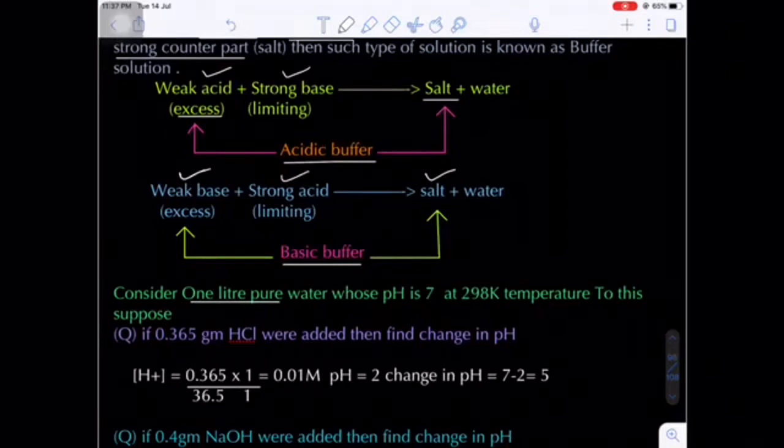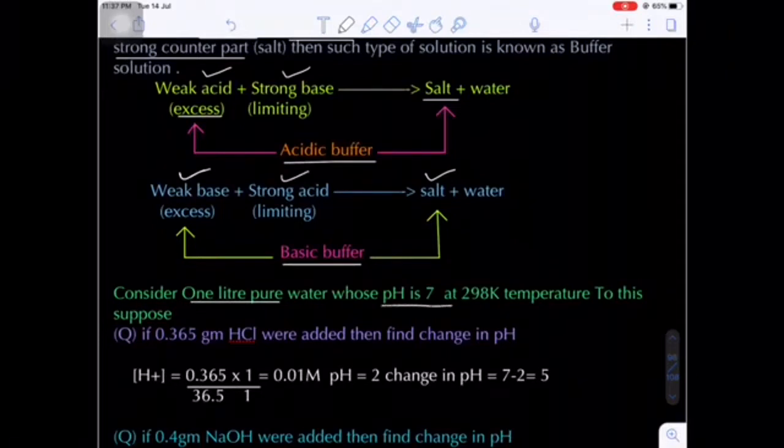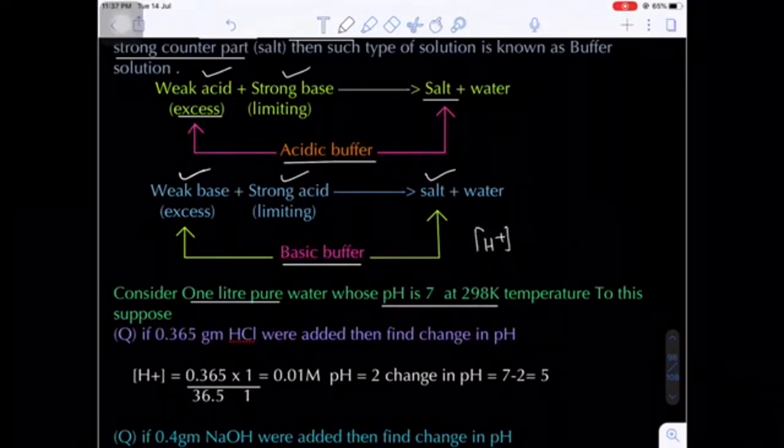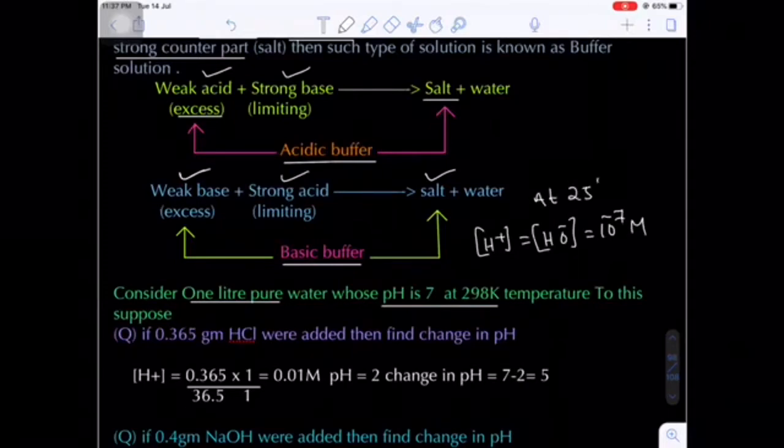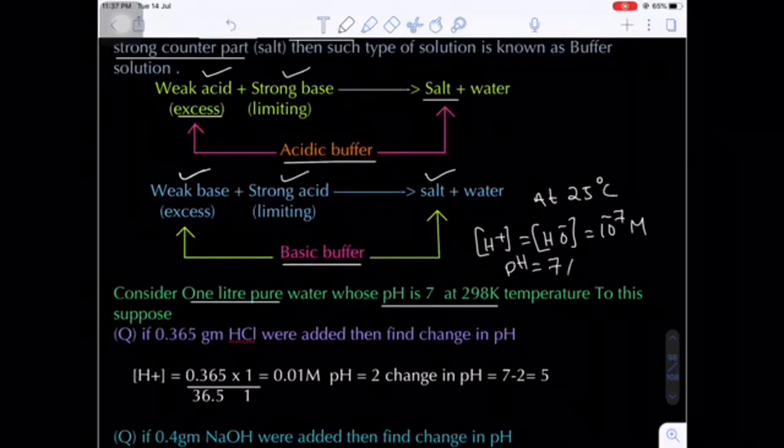Now suppose we have 1 liter of pure water. What is the pH of 1 liter of pure water at room temperature? That is 7, we know. Because at room temperature the H plus ion concentration equals the hydroxide ion concentration, which is 10 to the power minus 7 molar. From here we find the pH of pure water, that is 7.